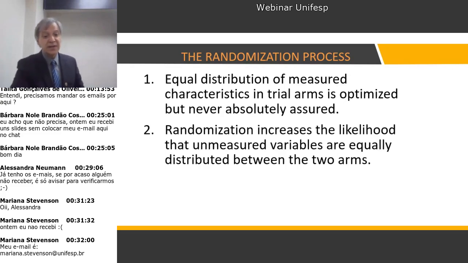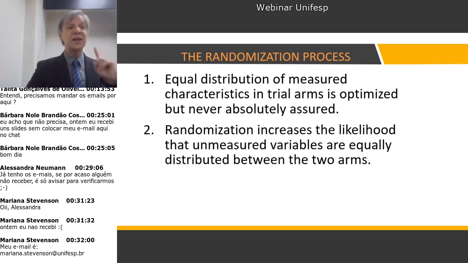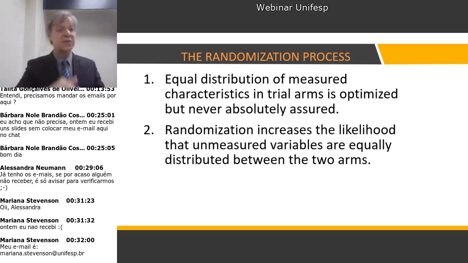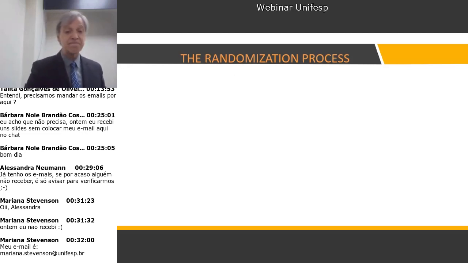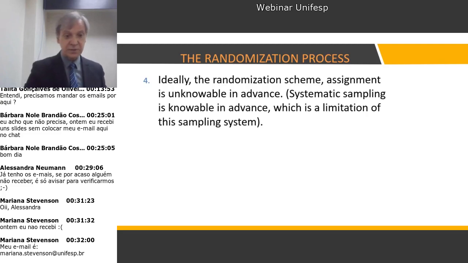Randomization increases the likelihood that unmeasured variables, that's the confounding, folks, are equally distributed between the 2 arms. Increases the likelihood, doesn't guarantee. That's why sometimes we're going to talk about block permutation, block randomization, and stratification within the randomization. Randomization in assigning the intervention promotes avoidance of bias. I have to go quick because I have a lot of material to show. Okay, we're already 25 minutes into it.